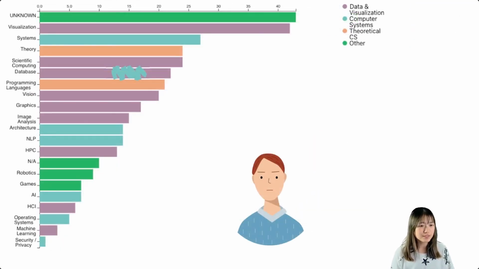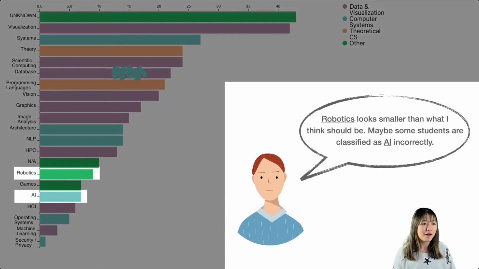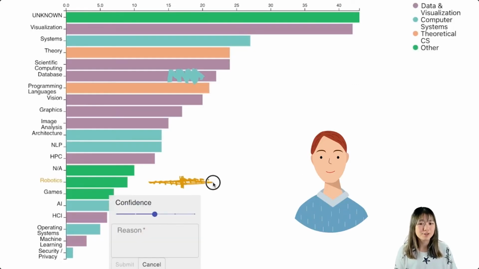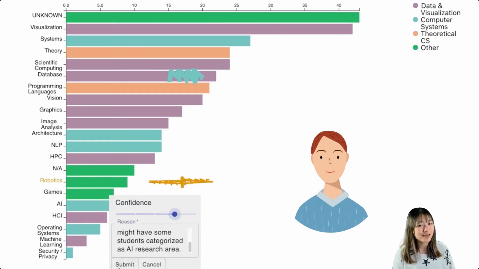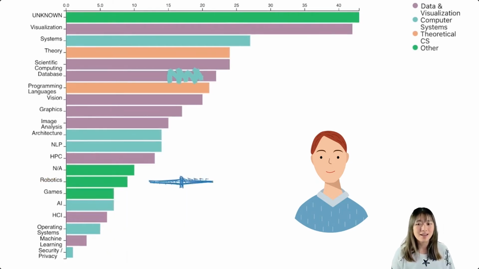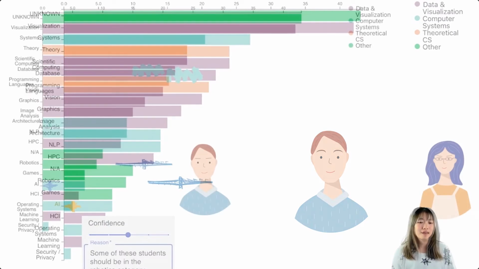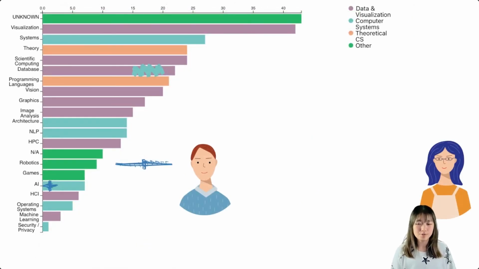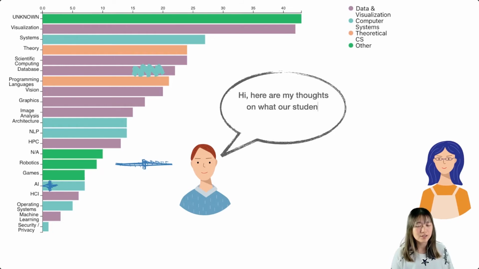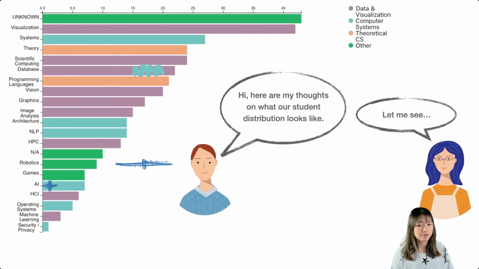Then they also see that robotics looks smaller than what I think it should be. Maybe some students are classified as AI incorrectly. So they can record a range for students in robotics based on their data hunch and adjust the AI area students accordingly. After reviewing the student distribution and recording their data hunches, they show their recordings to a fellow faculty.